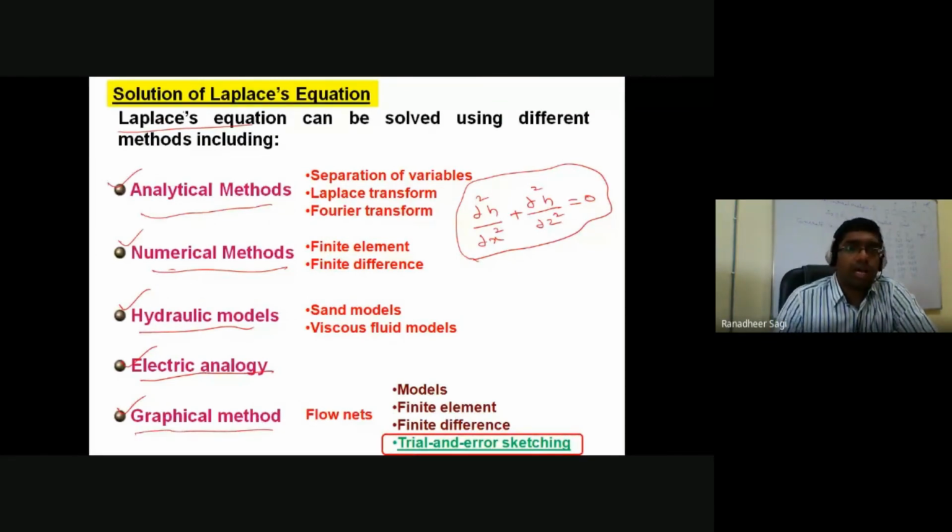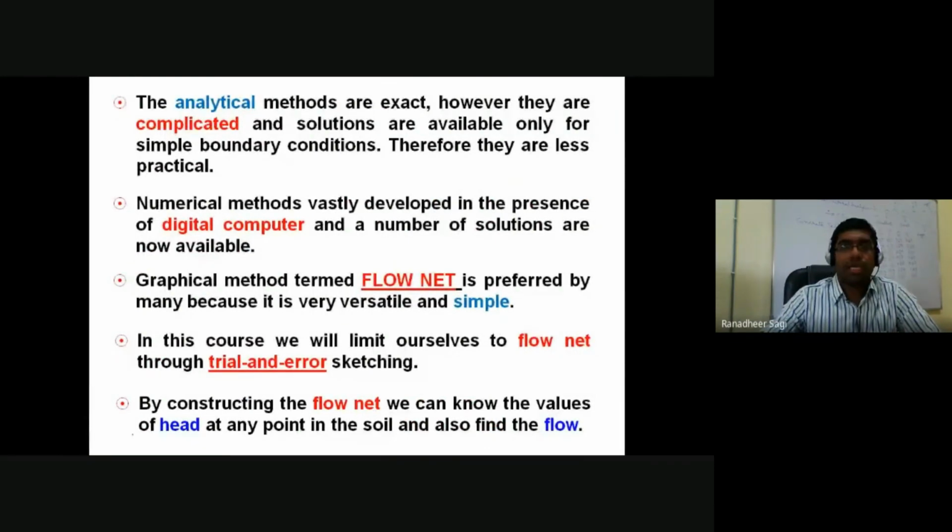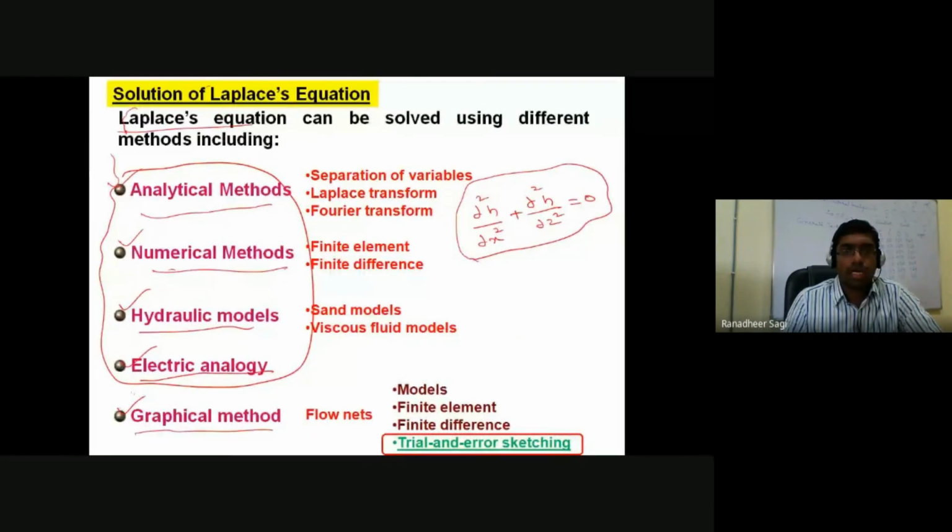We are not going to be dealing with any of these different approaches mentioned above. As far as this course is concerned, all the above cases will also give the solution to your problem. It's not that we don't get the solution based on other approaches like analytical methods, numerical methods, hydraulic models or the electrical analogy model. We will get the solution, but as far as this course is concerned, our main focus would be on the graphical approach.